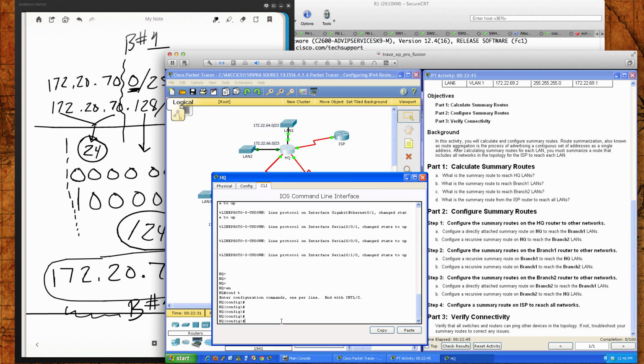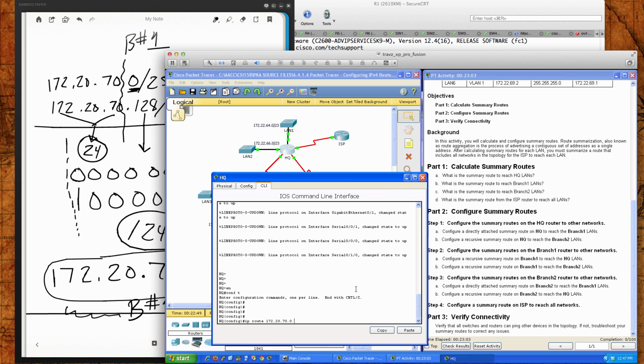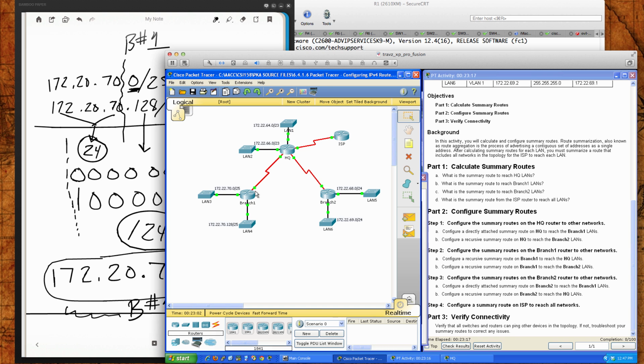So from global config mode, I'm going to type ip route, and I'm basically saying that to get to this summary route, and it's going to be a directly attached route, I'm going to put in here 172.20.70.0, and then it's going to be a /24, which is 255.255.255.0, and then again directly attached. So from the headquarters router to branch 1, the interface that we would want to use is serial 0/0/0.